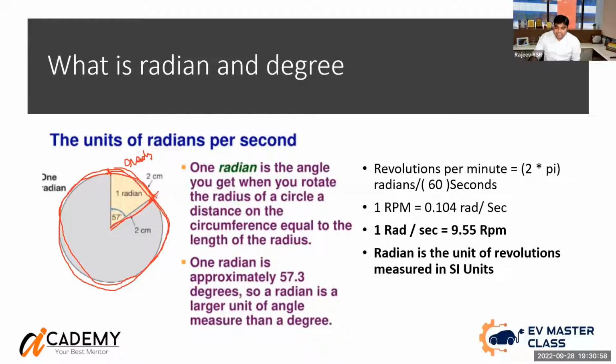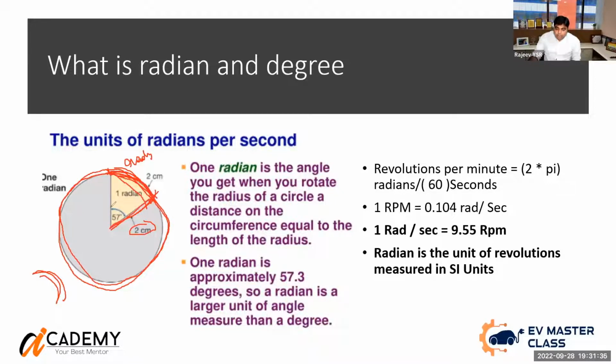Okay, I started here. The radius is, assuming, 2 centimeters. I exactly traveled along the circle for only 2 centimeters. That particular arc is called a radian. So 1 radian is the angle you get when you rotate the radius of the circle to a distance on the circumference equal to the length of the radius.